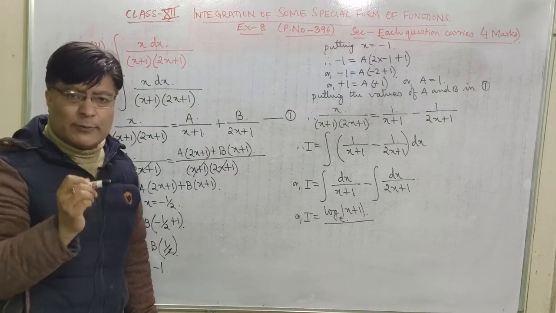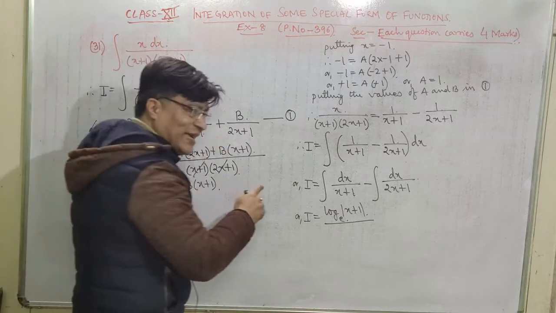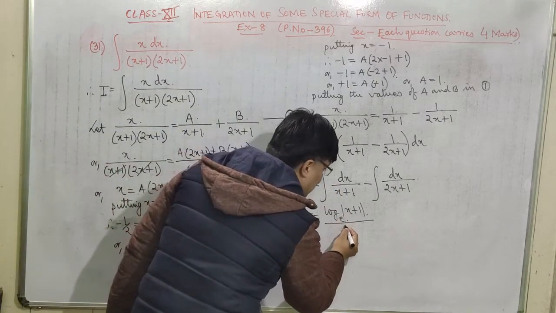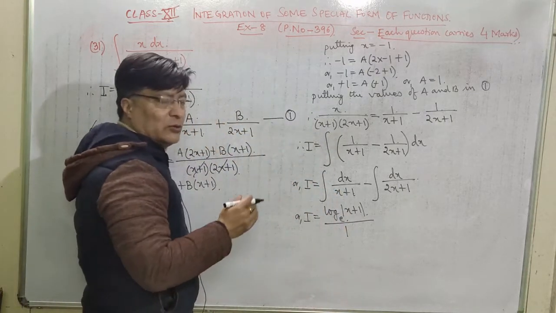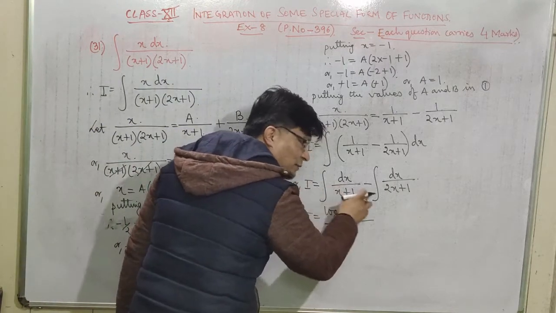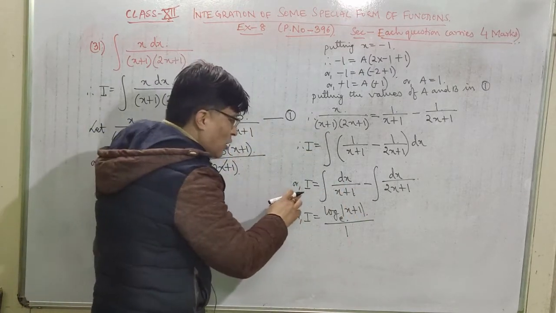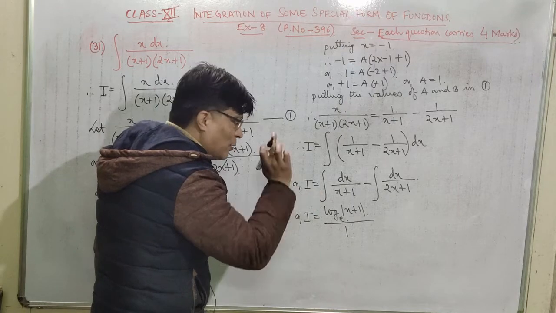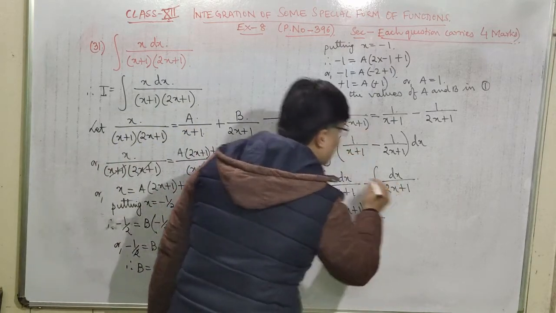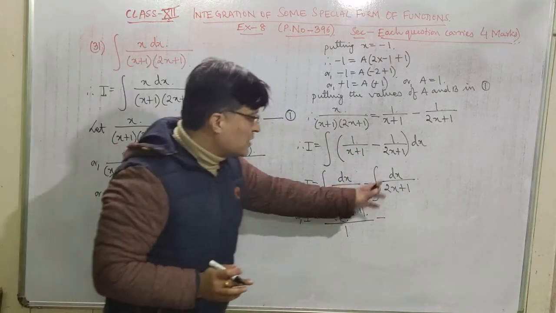What is the differentiation of x plus 1? It is 1. But in case of integration, you should divide it by 1. You should divide it by the differentiation of x plus 1, right? That is log within mod x plus 1 base e divided by 1, minus, similarly here also, the power of x is 1.